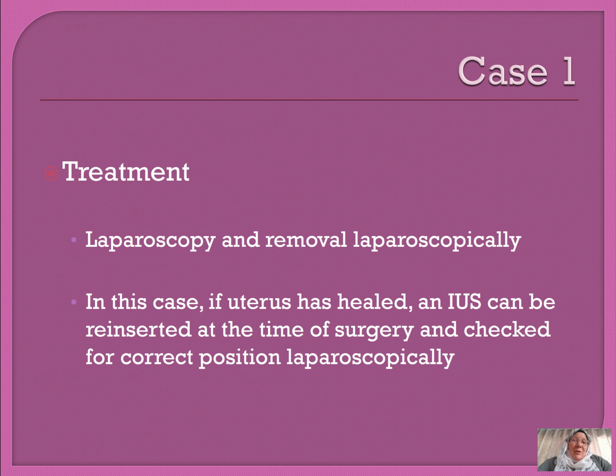It is, however, possible, if the uterus has not got an obvious defect or anything like that, to insert another IUS at the time of the surgery under laparoscopic vision. So that laparoscopically you can see that the IUS is inserted in the right place. This is only advisable if this patient does not wish to consider any other contraception.